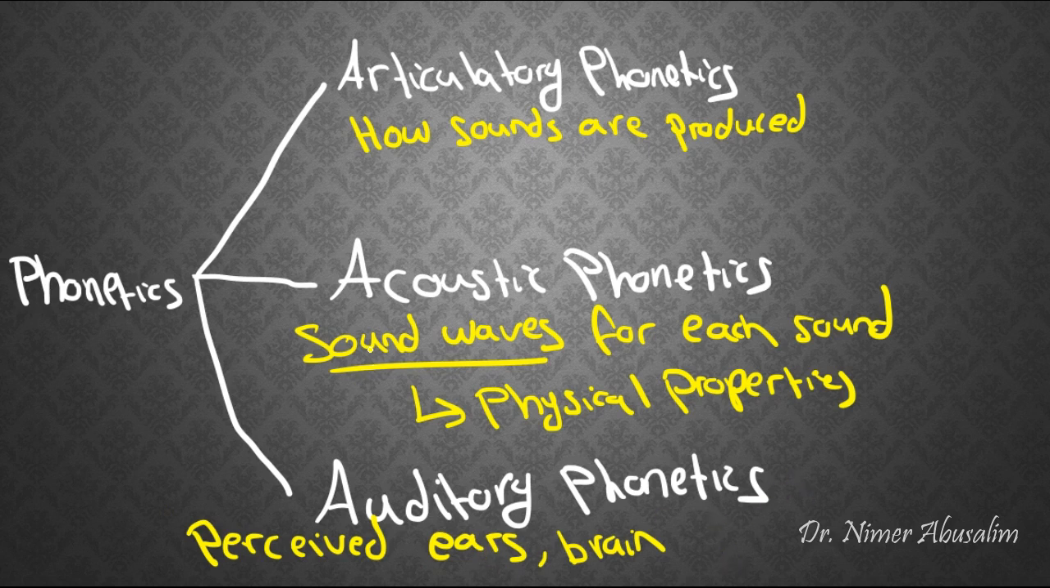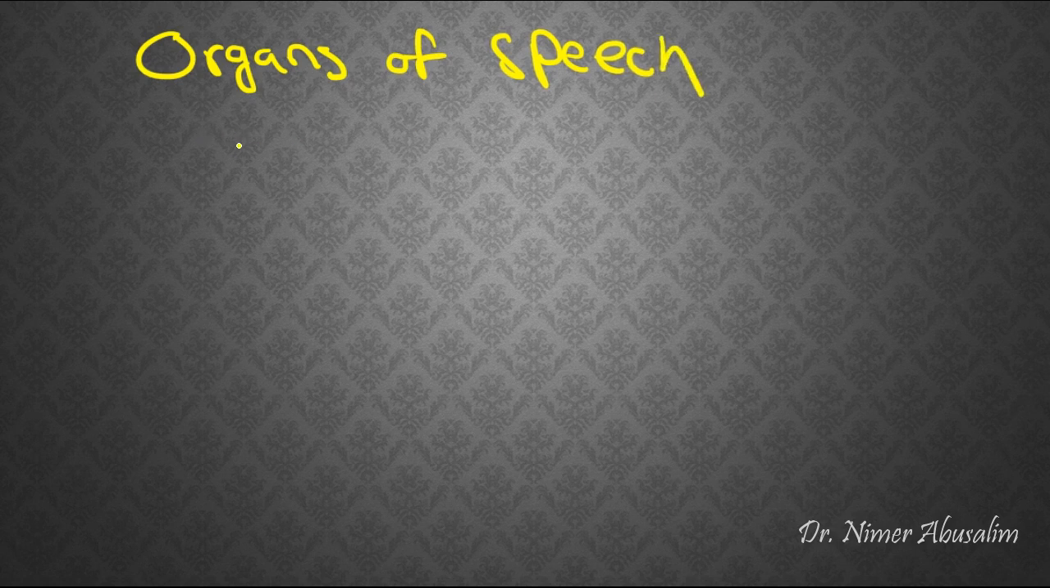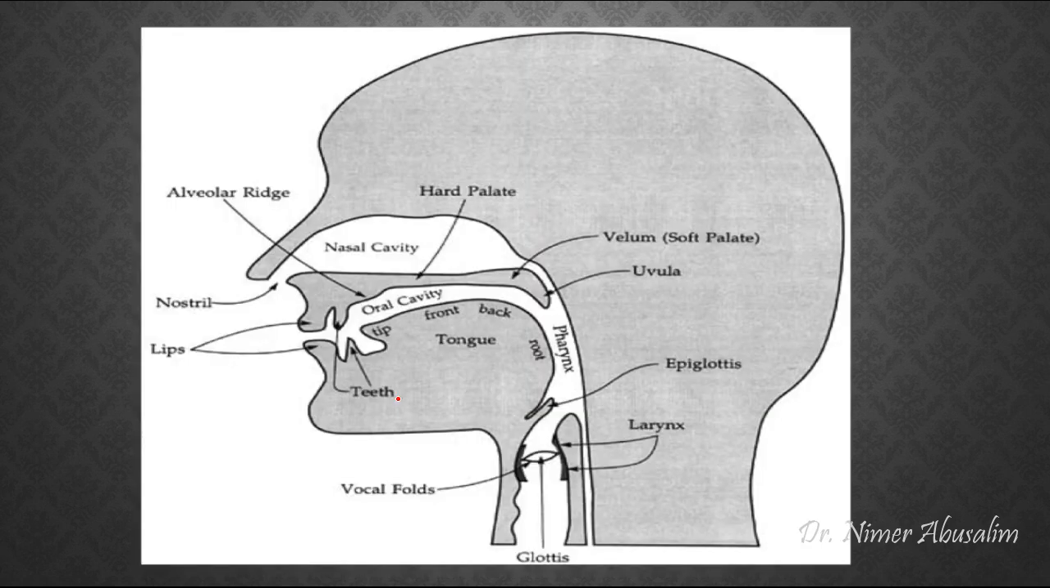Now, to understand what each IPA symbol actually represents and how each IPA symbol differs from the other, we're going to have to focus on articulatory phonetics to show the differences in how each sound is articulated. To do that, we're going to have to look at the organs of speech, okay, or what we call the articulators. This picture represents the articulators.